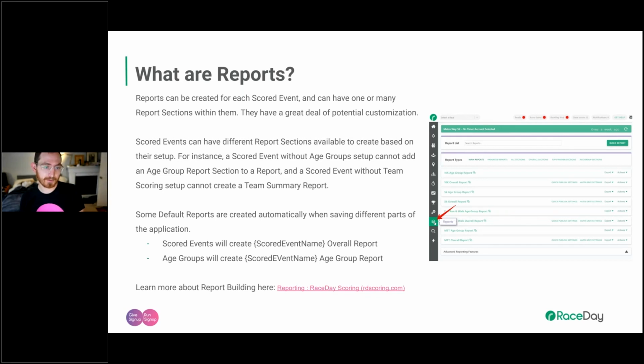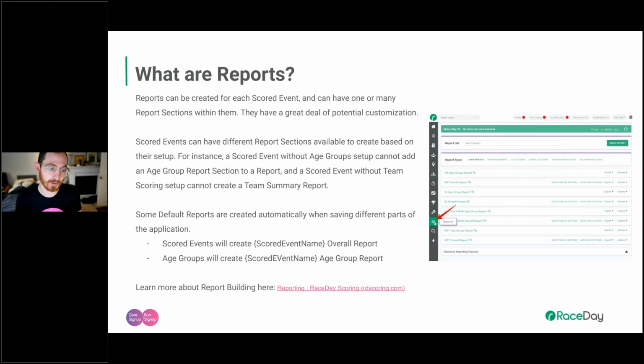The biggest thing to understand is that scored events can have different types of report sections available to them based on their setup. For instance, if you added a report for a scored event that didn't have age groups, you wouldn't be able to add age group report types. So that would be like if you come in and you clicked build a report and you clicked to add a report section to that new report, you wouldn't be able to select age groups because you don't have any for that scored event.